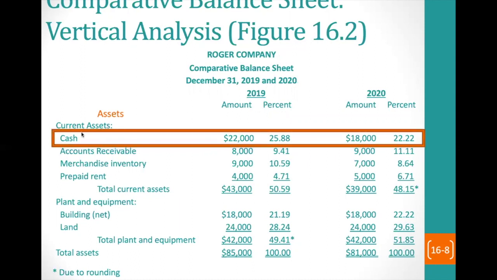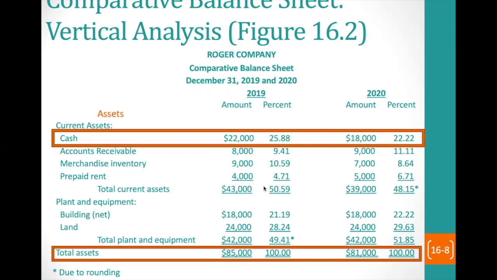So let's take a look at cash. Cash in 2019 is $22,000. Cash in 2020 is $18,000. When we're doing a vertical analysis, we want to divide each asset as a percent of total assets. So in 2019, our amount is $22,000 divided by $85,000 to give us 0.2588. In 2020, we have $18,000 divided by $81,000 or 0.2222. Then you need to convert these to a decimal.